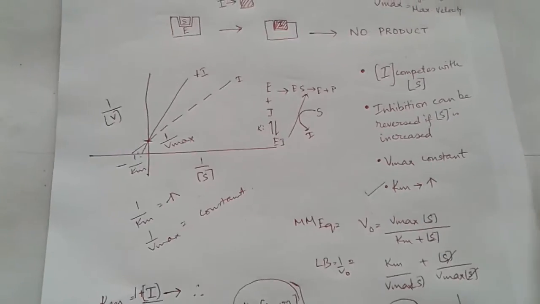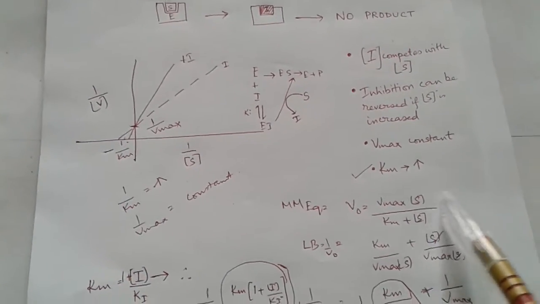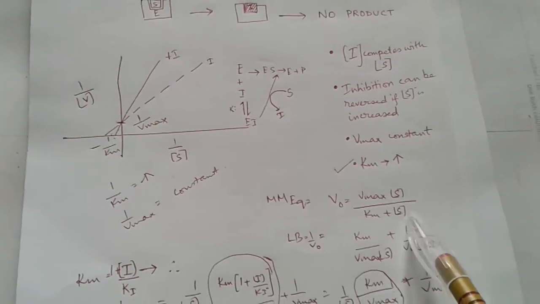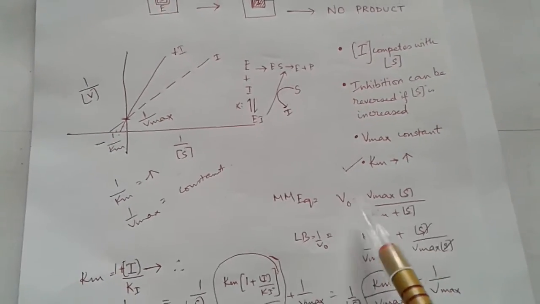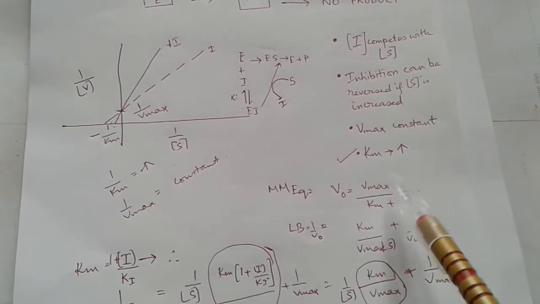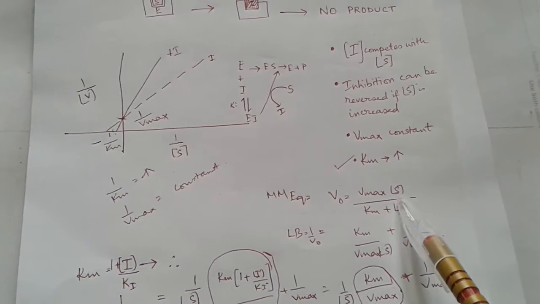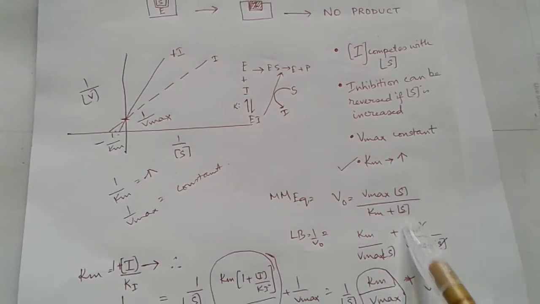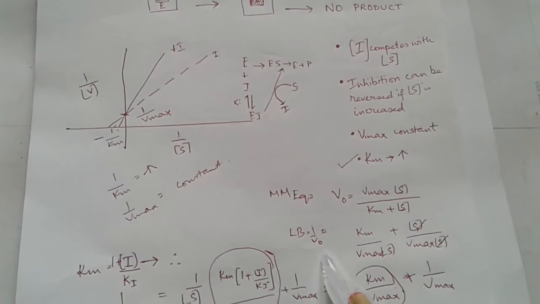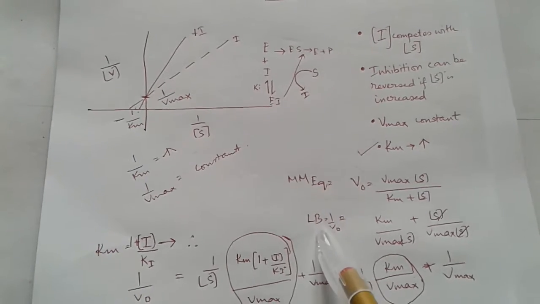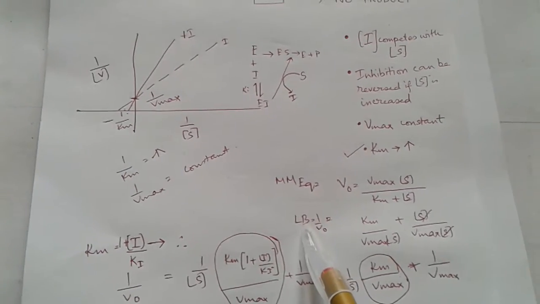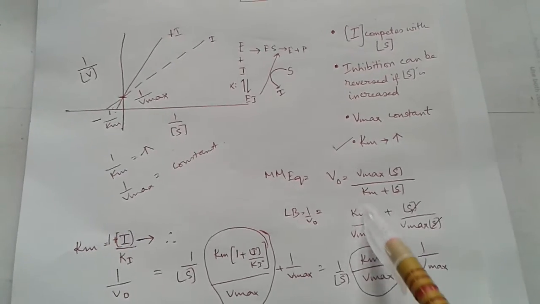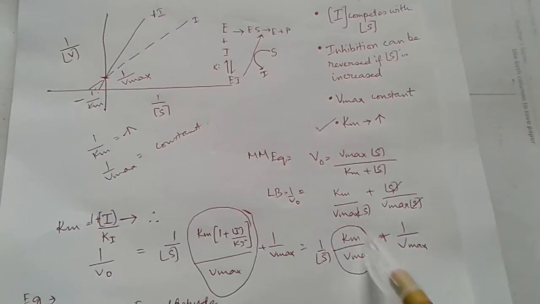Now coming to the changes in slope, we can see in this equation, which is the basic Michaelis-Menten equation, which states that V0 is equal to Vmax into substrate concentration divided by Km plus substrate concentration. Now if we reverse this equation, which happens in case of Lineweaver-Burk plot or the LB plot, the equation becomes this. The slope of the equation is this one.